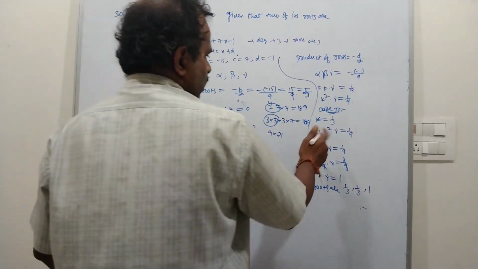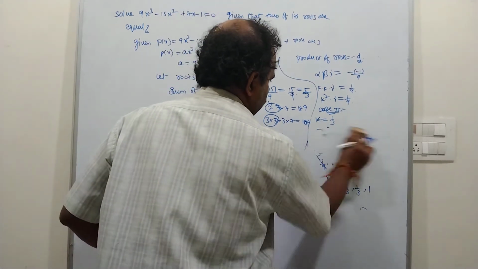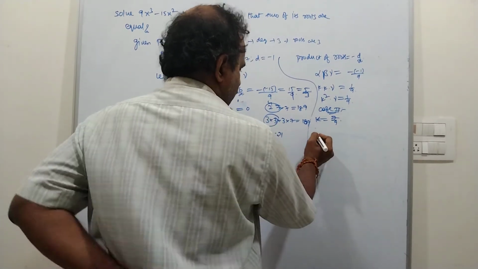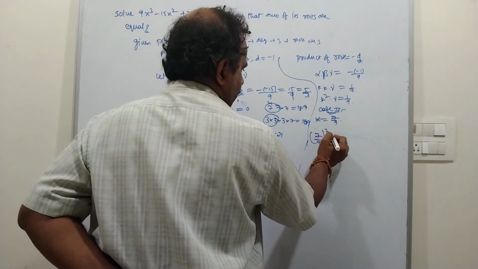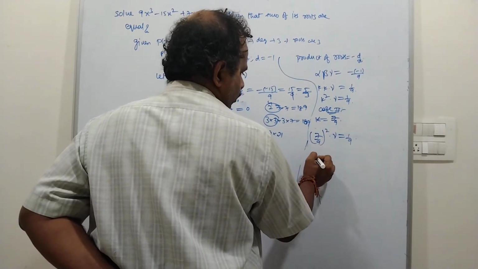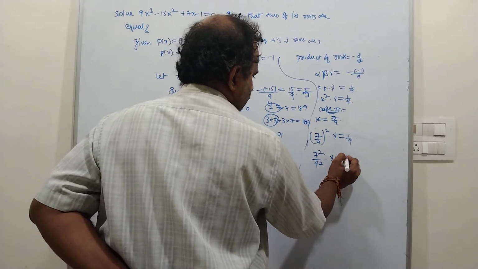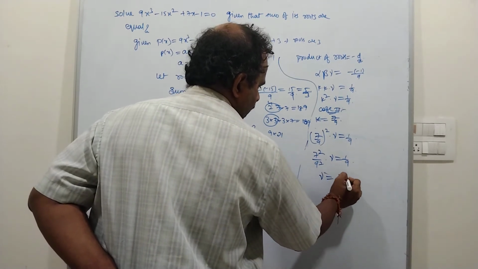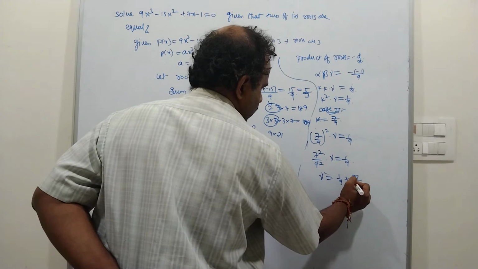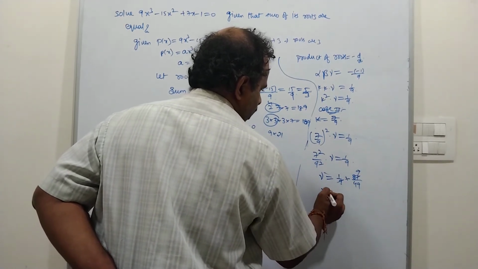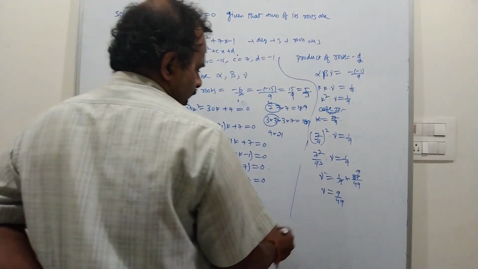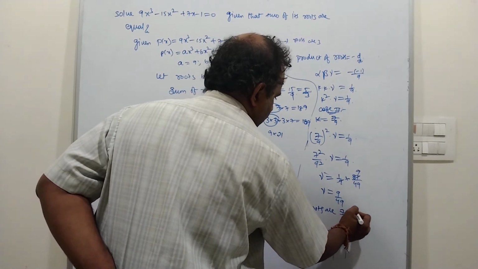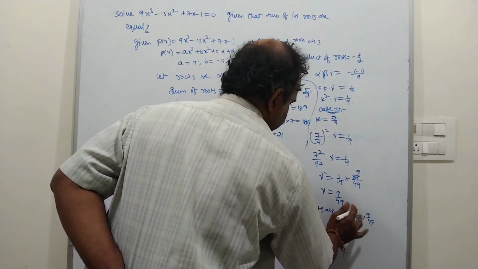Now let us take case 2: k = 7/9. (7/9)² × gamma = 1/9. So 7²/9² × gamma = 1/9. Gamma = 1/9, cross multiplied: 9² is 81 and 7² is 49, so gamma = 9/49. Therefore, the two equal roots are 7/9, 7/9, and the third is 9/49.